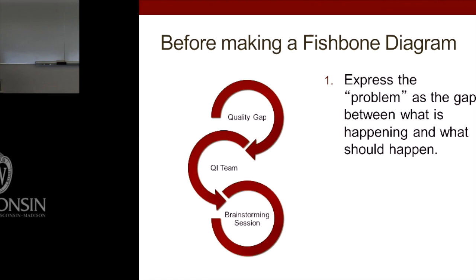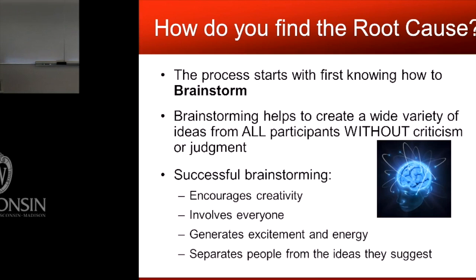So before making a fishbone diagram, you want to express the problem as a gap between what is happening and what should happen. So what is the quality gap you're looking at? So it's kind of looking at your aim statement and just retooling it a little bit in that quality gap. And then we're going to think about all the causes that might be causing this quality gap.